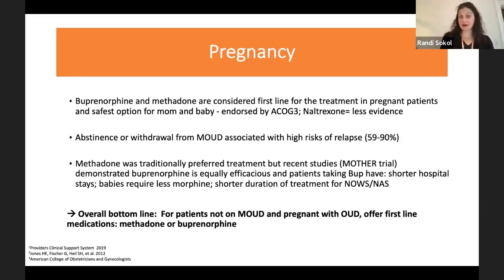So if they're on buprenorphine, they stay on buprenorphine. If they're on methadone, they should stay on methadone. If they're not on either of those, they should start one of them.